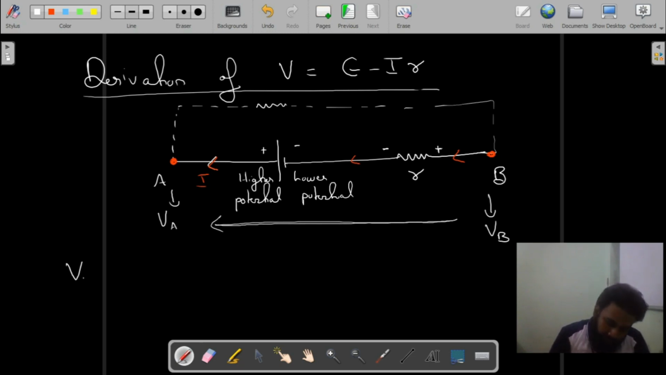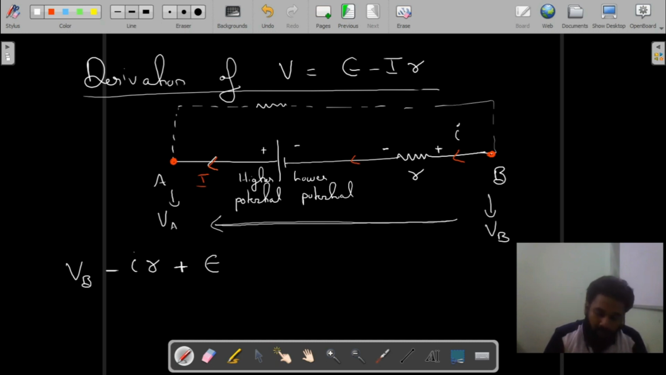So VB, then current is coming, the value of current is I. So potential at VB minus current I into R. Then next is lower potential first, then higher potential. So minus E, sorry, there we should put plus because higher potential is coming next.